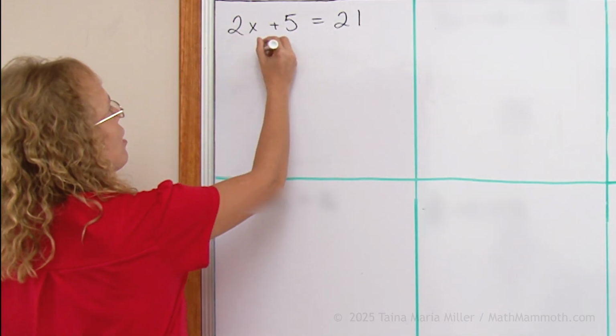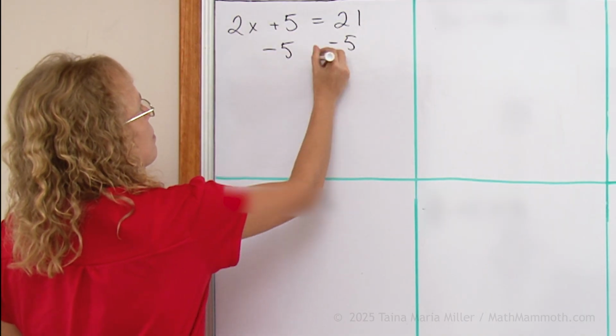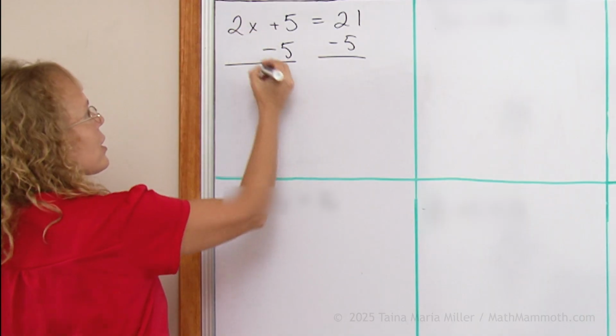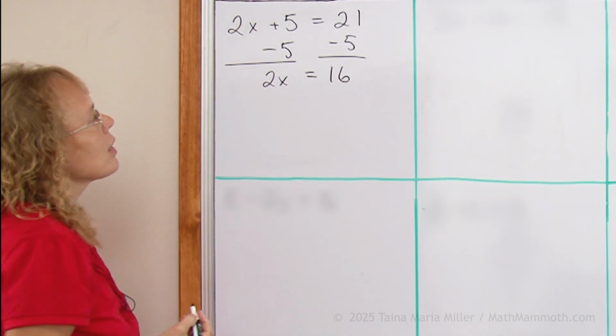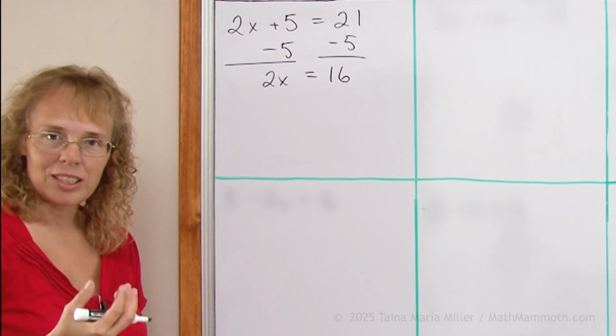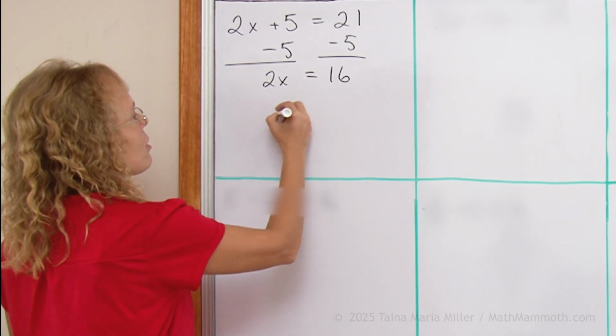So I will subtract 5 from both sides. And then it leaves 2x here alone, right? Now here I get 16. And now it is very easy, you just divide both sides by 2, right? And get x equals 8.